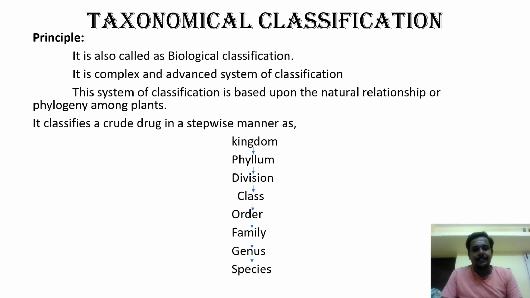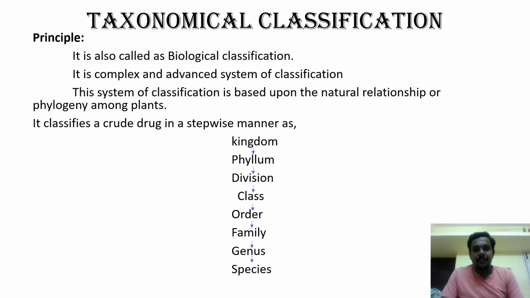It is a complex and advanced system of classification, because till now what we had seen, for example alphabetical or chemical or pharmacological, in each system of classification we have only one criterion, and based on that particular criterion we classify all the crude drugs. Whereas here in the taxonomical system of classification, we are going to have more than 5 to 10 characters, and we are going to classify the crude drug. So it's a complex and advanced method of classifying crude drugs, right?